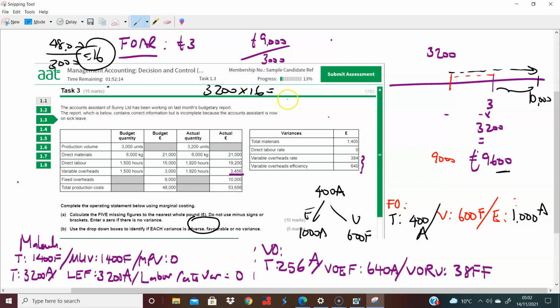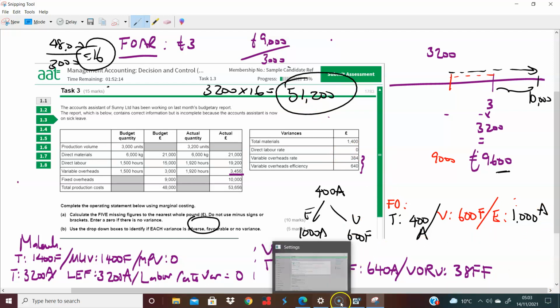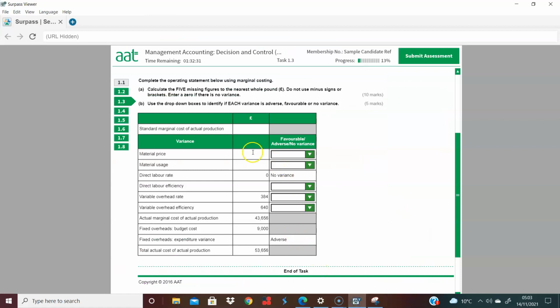That's what they're asking for. So 3,200 times 16 is equal to 51,200. So your standard starting point is that you're expecting to spend 51,200 on this. So the answer that you're going to put in here to start off with is 51,200. And then you just work everything out as we have done going along. Cool, great stuff. I hope that's been helpful.